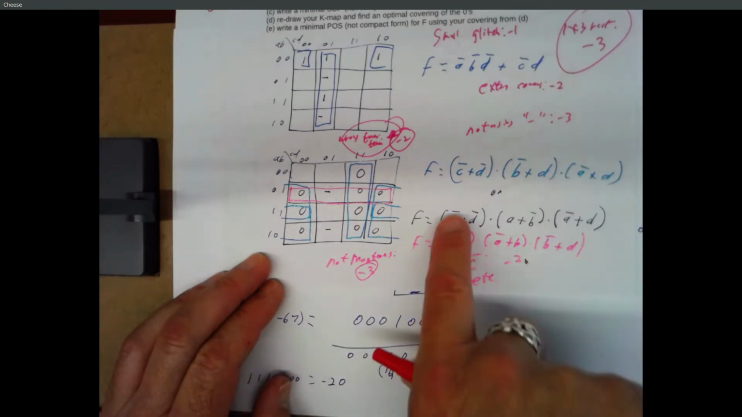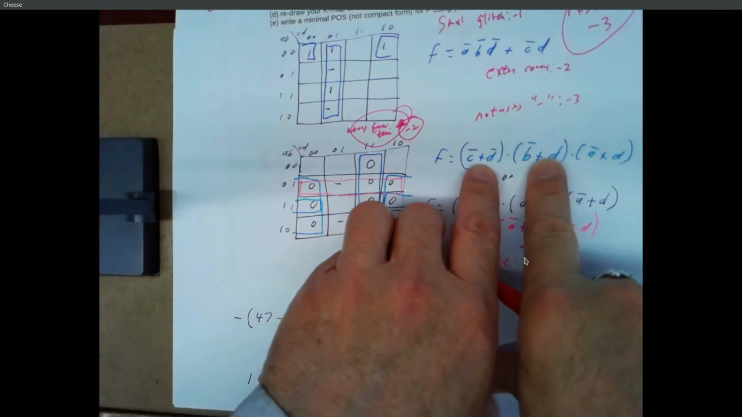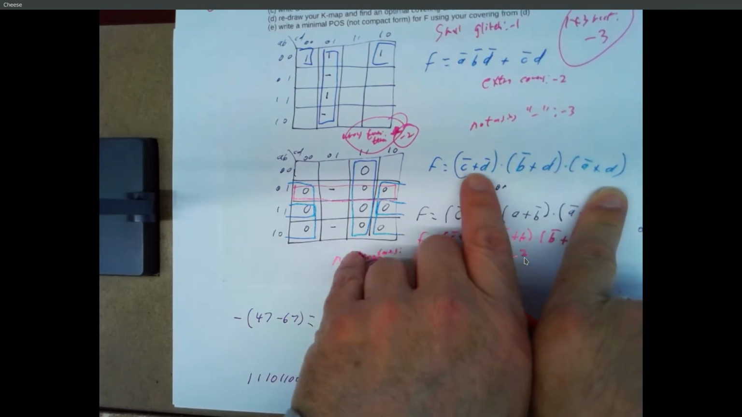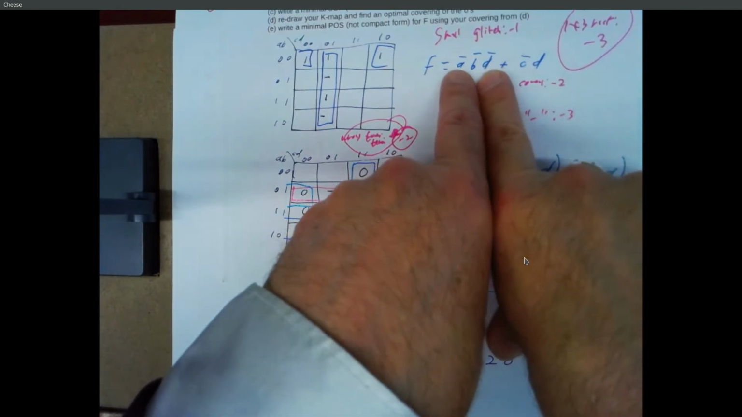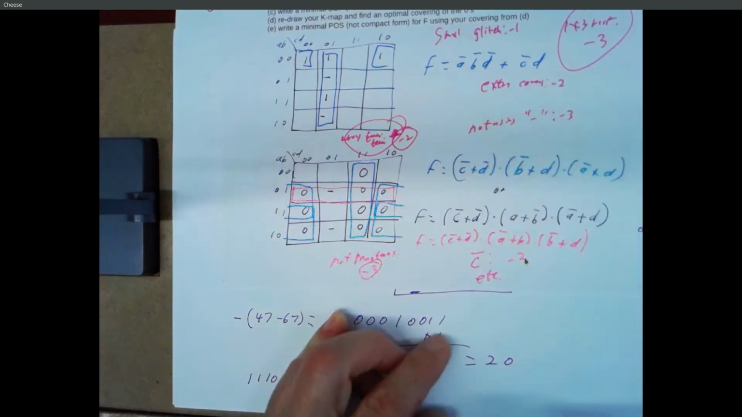Whatever you come up with, these should definitely be a product of max terms. So the individual things should be ORs, and you should be taking a product, an AND, of all of those. That's the product of sums form. Sum of products, you should be taking a bunch of ANDs, that's the product, and then summing them together, a bunch of ORs. That's sum of products.